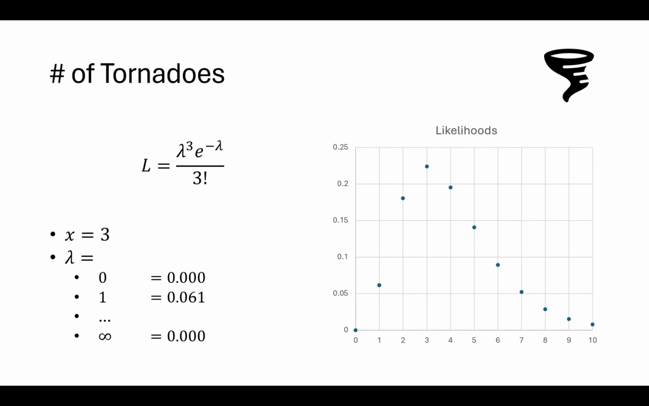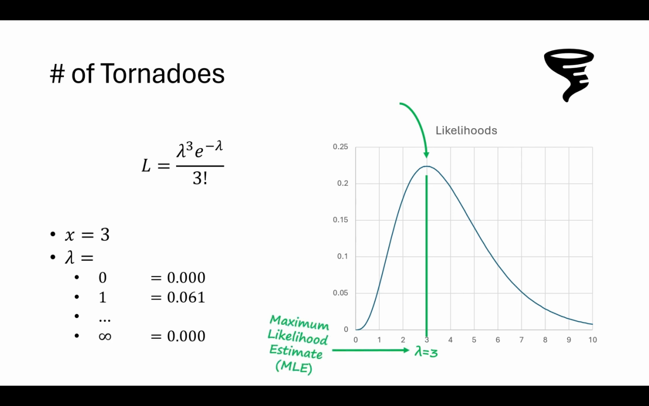In fact, since lambda is an average, it can be a decimal, so we can try some fractional amounts. And since there are infinite decimal places, there are infinite possible values for lambda. So we'll ditch the scatter plot and replace it with a line. Once you have the likelihood calculated for several parameter values, the one with the largest likelihood is the most likely value of the parameter. This is called the maximum likelihood estimate, or MLE.